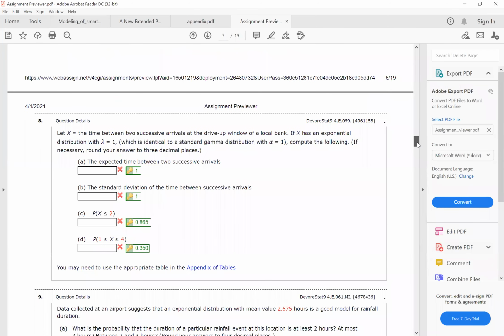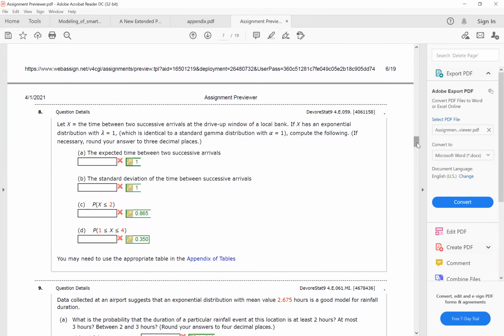So the next problem is number 8, where x is the time between two successive arrivals at the drive-up window of a local bank. If x has an exponential distribution, even if it was not directly given, you should know the distribution, because this is the time between two successive arrivals. So this is a kind of waiting time distribution, and this is continuous, so it should be exponential.